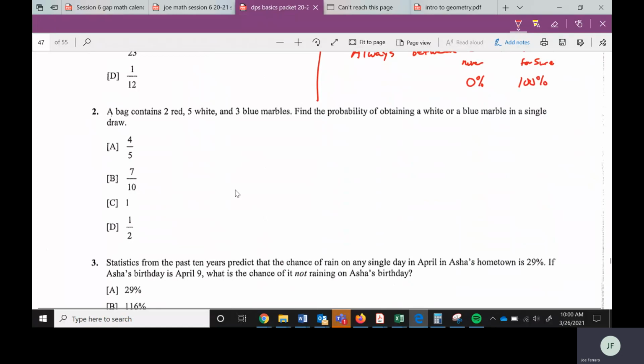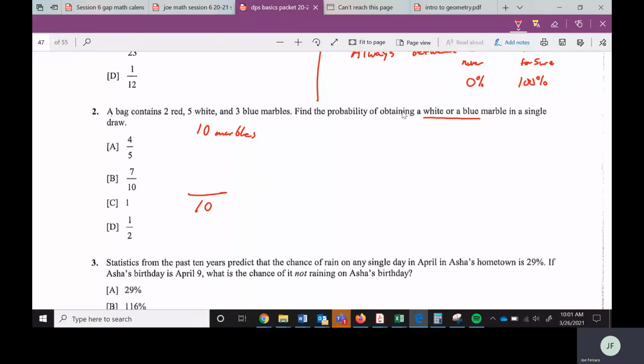Okay, number two, still a pretty easy problem, maybe just a little tougher than the first one. It says a bag contains 2 red, 5 white, and 3 blue marbles. What's the probability of obtaining a white or a blue marble on a single draw? First off, I look at what the total is. 2 plus 5 is 7, plus 3, so there are 10 marbles. So on the bottom is 10.